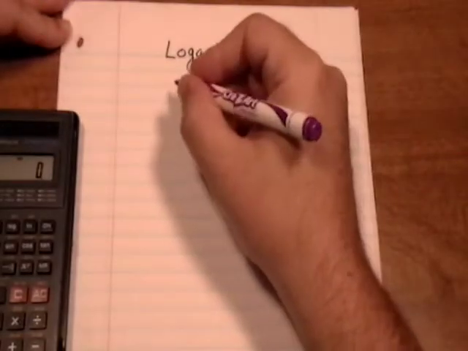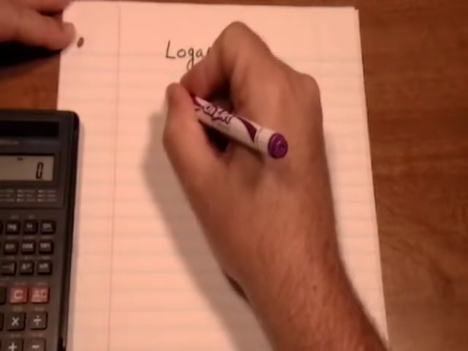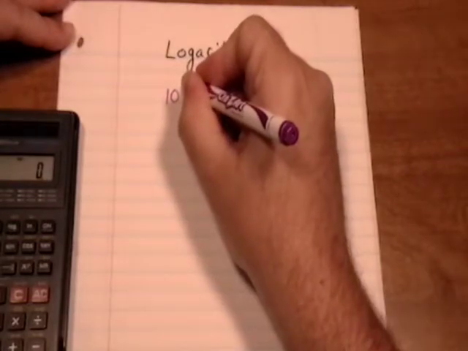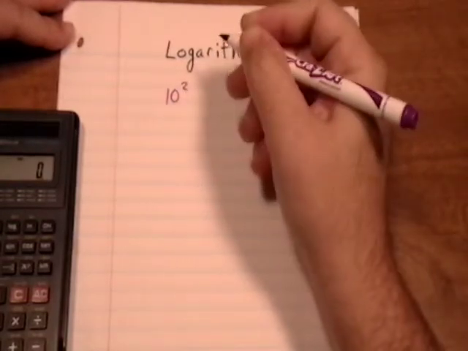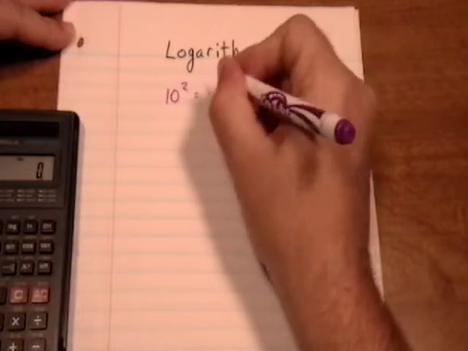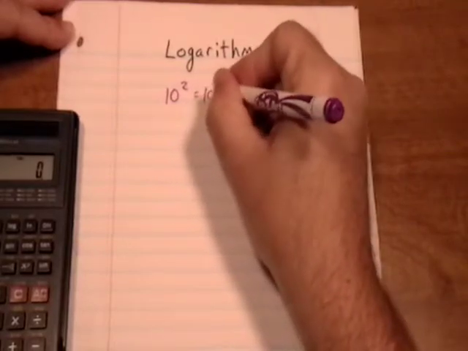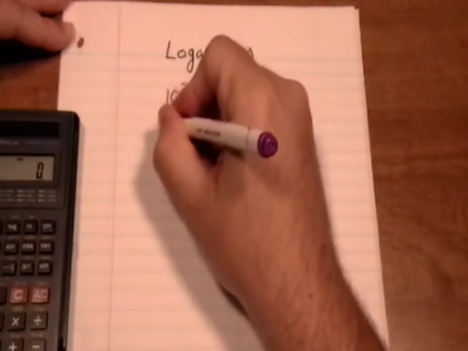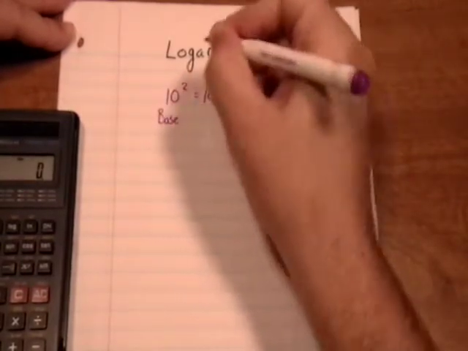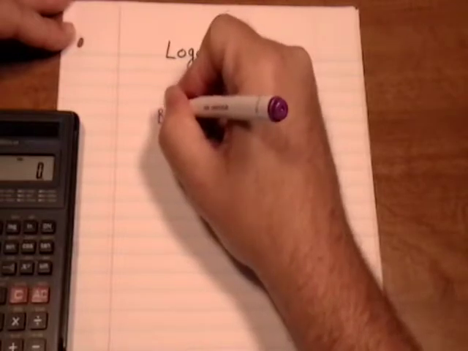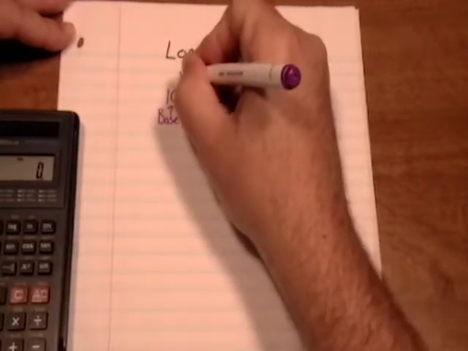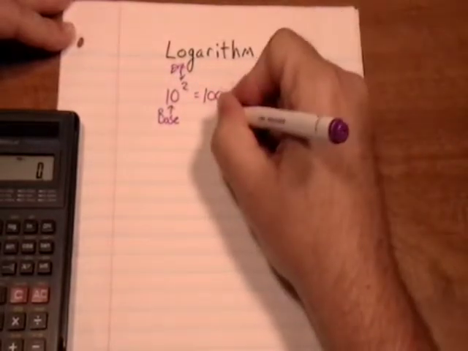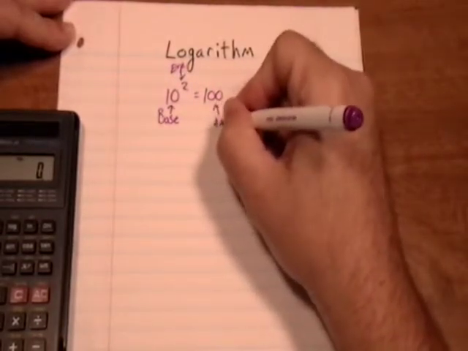So a power has a base, let's say 10, and an exponent, let's say 2. That's 10 squared. Well, 10 squared is 10 times 10, which is 100. So this is our base. I'll draw a little arrow to it. This is our exponent. And over here, the 100 is our answer.